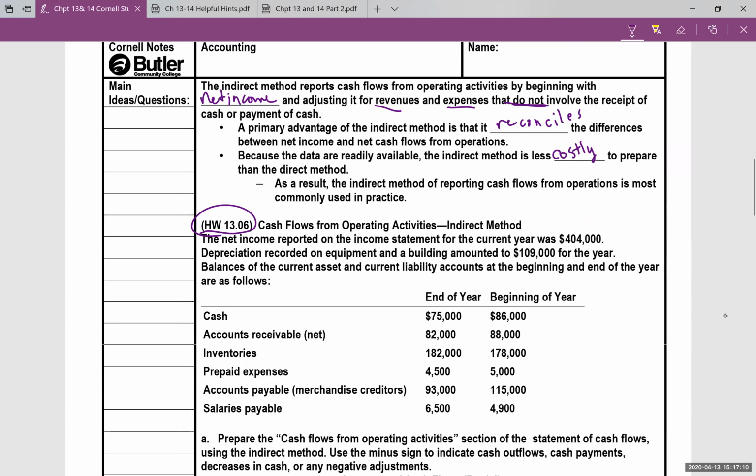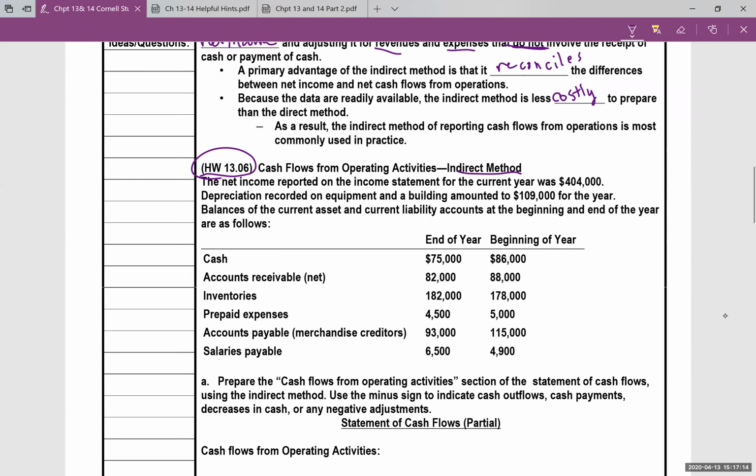This is going to help you. This is the indirect method. And remember, with indirect, we start with net income. In this case, it's $404,000. Depreciation is going to be important. It's $109,000. Depreciation is not a cash inflow or outflow. Balances of the current asset and current liability accounts at the beginning and the end of each year follow.